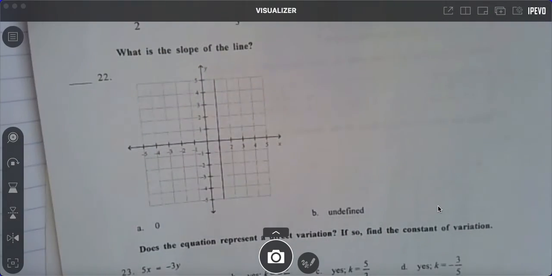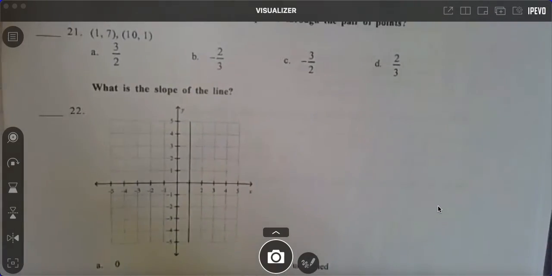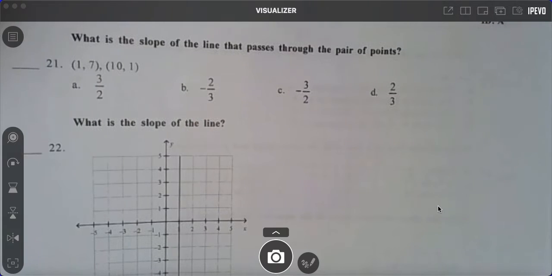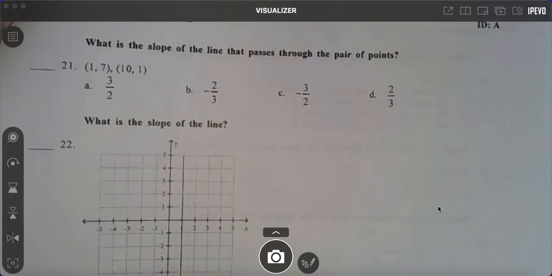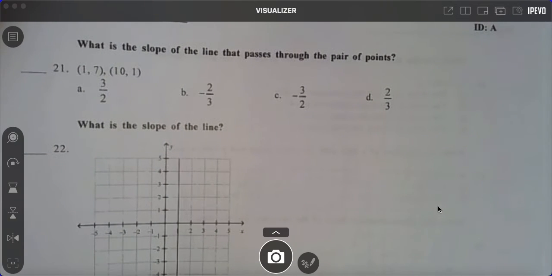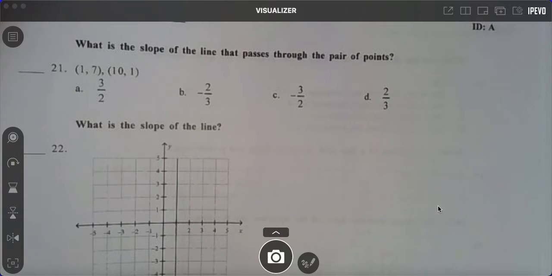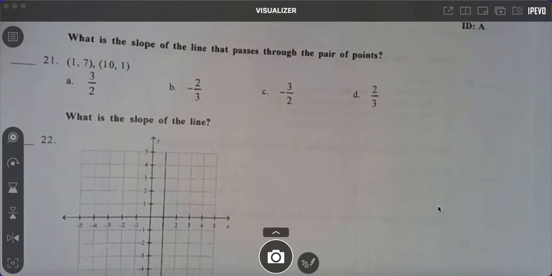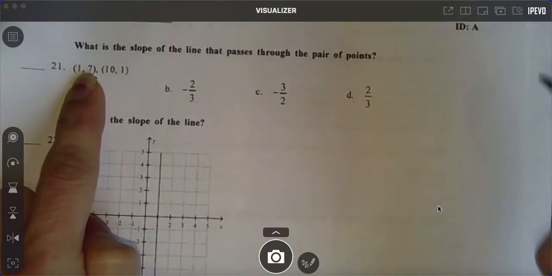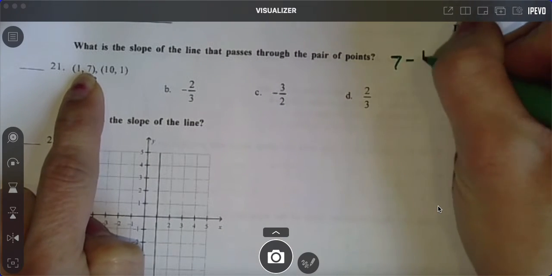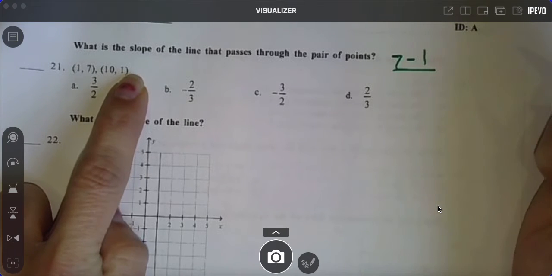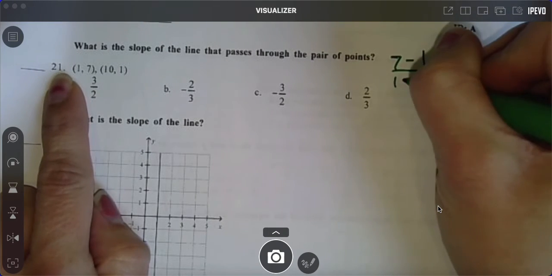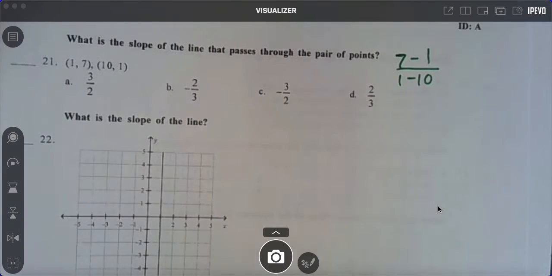Number 21. What's the slope of the line that passes through these 2 points? So what you're going to do with this one is use our little slope formula, right? You subtract the y's in the top, in the numerator, and what do you do in the denominator? You subtract the x's. So I'll start with the 7. I'll do in my numerator 7 minus 1. Those are my y's. Then in my denominator, I'm going to do 1 minus 10. Does everybody understand that? I subtracted my y's and I subtracted my x's.